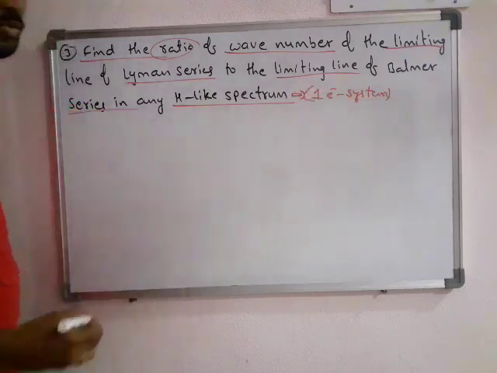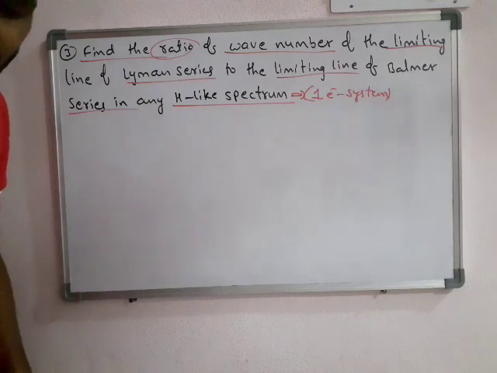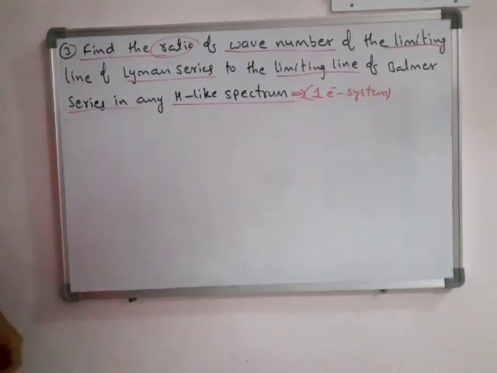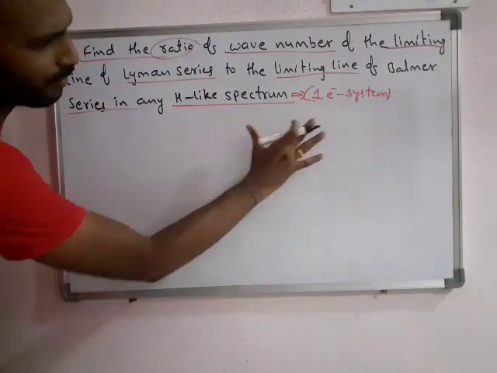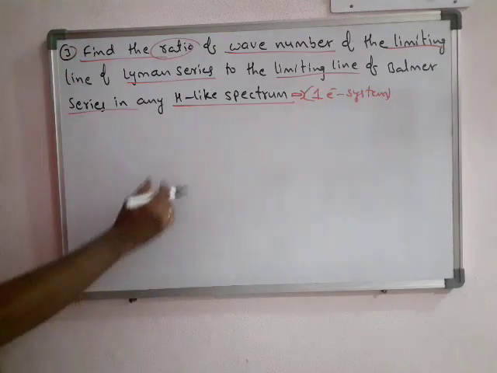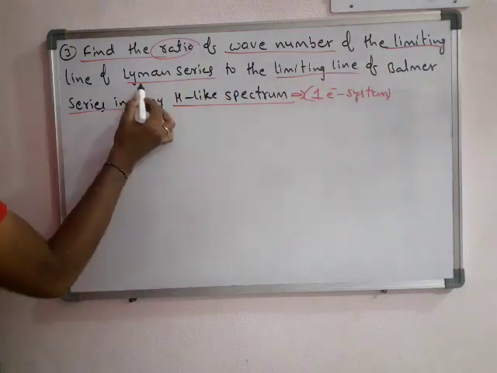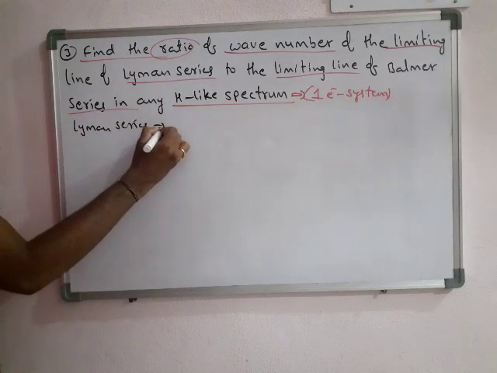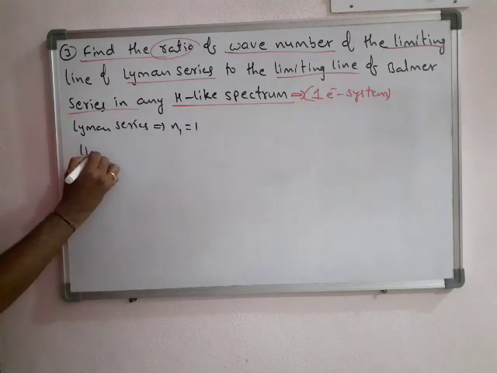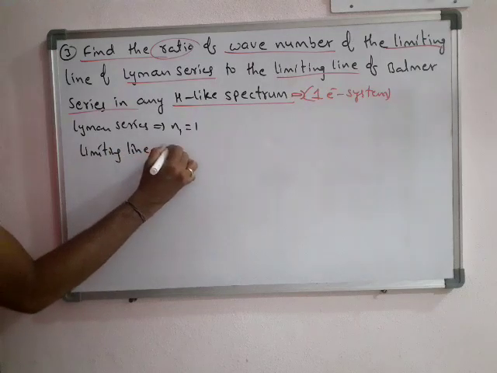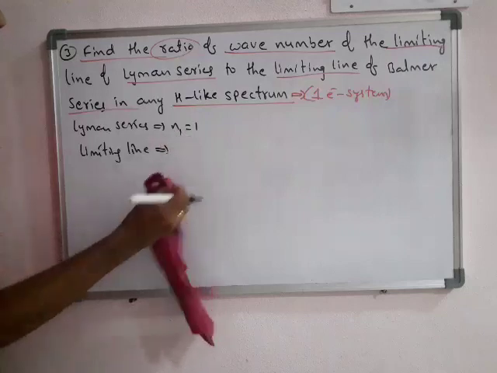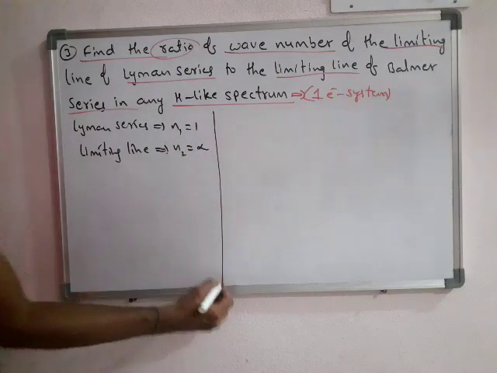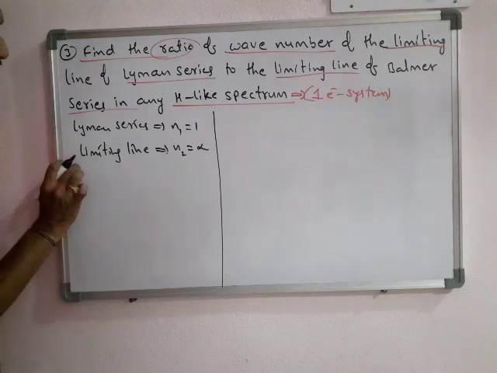So for one electron systems, we know that Bohr's atomic theory, Bohr's explanation, is perfectly applicable to explain the spectra of one electron systems. Okay. So any hydrogen-like species with one electron, we have to find out. Now we find the wave number of limiting line in Lyman series. So in Lyman series, what is N1? 1. What is the limiting line? Limiting line means maximum energy line. Maximum energy line in any atom, that is taken as infinity. Okay. So now we will calculate wave number for this limiting line.